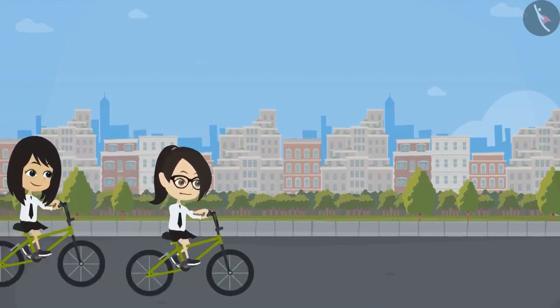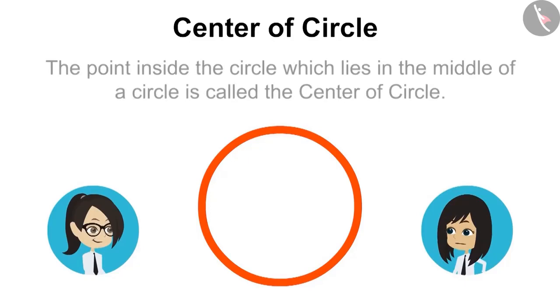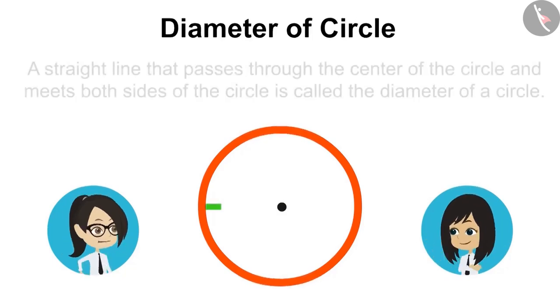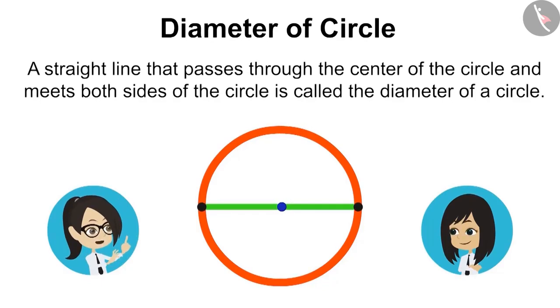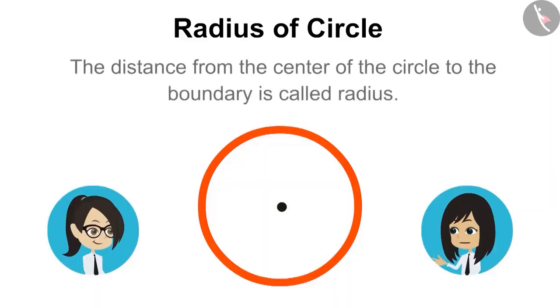Do you remember what the center of circle is? Yes, I remember. The point inside the circle which lies in the middle of a circle is called the center of circle. Now can you talk about diameter? A straight line that passes through the center of the circle and meets both sides of the circle is called the diameter of circle. Now remains the radius. You tell me about it. The distance from the center of the circle to the boundary is called radius.